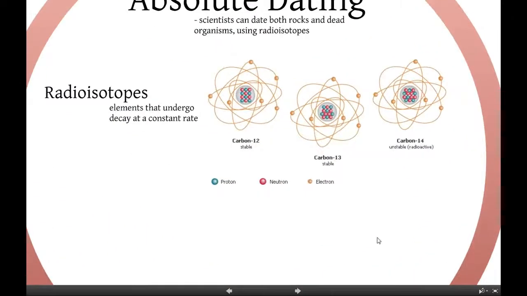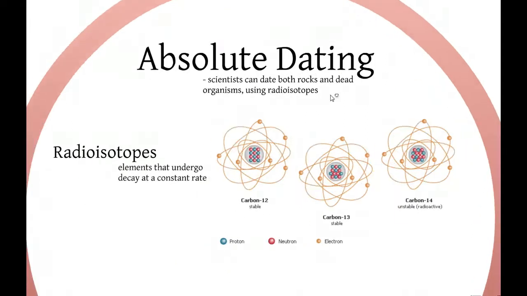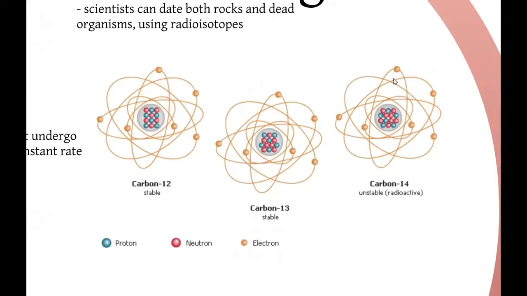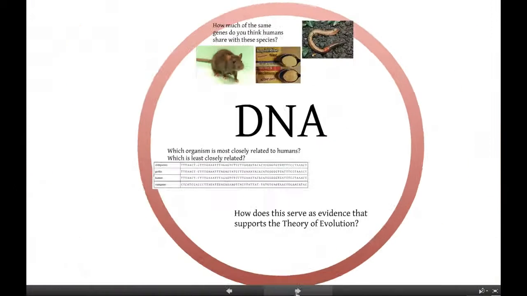Absolute dating. And this is essentially when scientists can date both rocks and dead organisms using radioisotopes. And radioisotopes are elements that undergo decay at a constant rate. So, just for example, the most common one that you probably heard of is carbon-14. Carbon-14 is unstable, it's radioactive, and it decays down into carbon-12. And they can measure how much carbon-14 is left to estimate, based on its rate of decay, how long ago something died. And so they have an absolute number on that rather than a relative number.